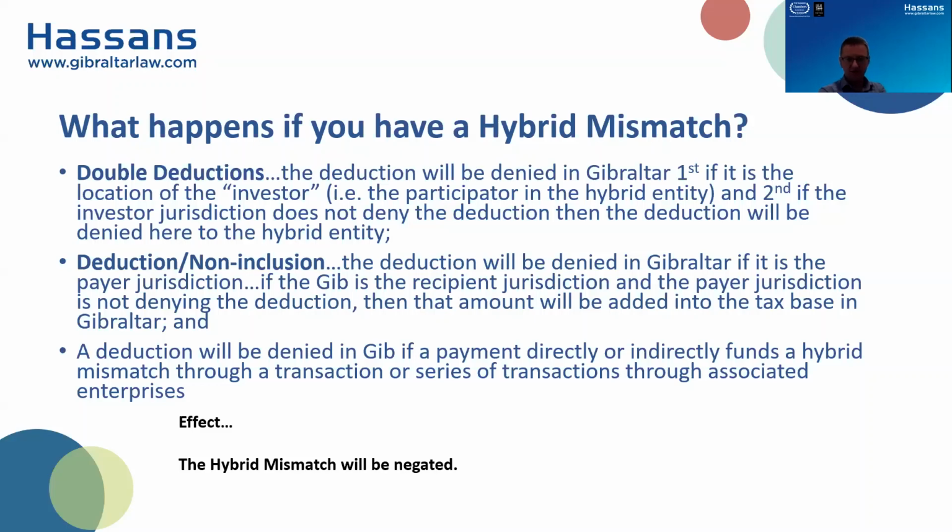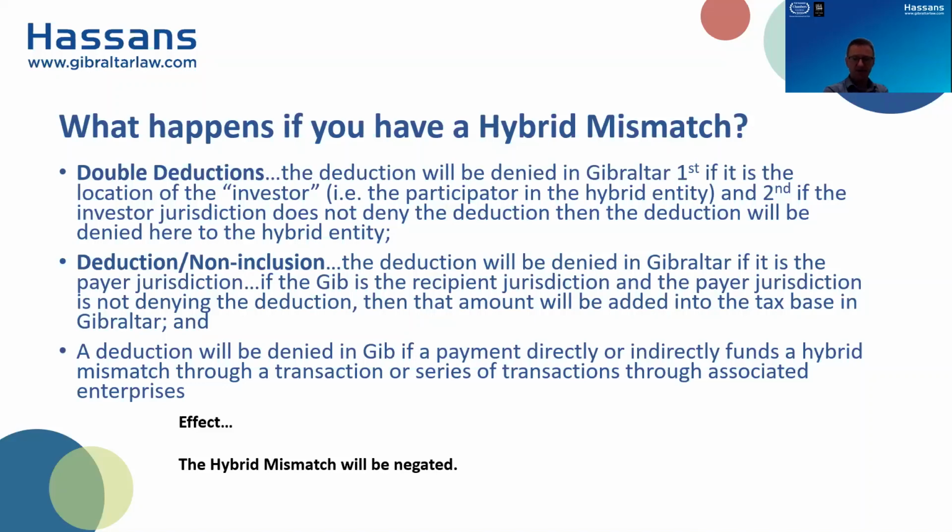Secondly, with the deduction non-inclusion, the deduction will primarily be denied in Gibraltar, if it is the payer jurisdiction. If Gibraltar is the recipient jurisdiction and the payer jurisdiction is not denying a deduction, then that amount will be added into the tax base of the entity in Gibraltar. So there you've got the primary and secondary rules in action. If Gibraltar is the payer, we will deny a deduction on the way out, and if the money is coming in, then we will look to the payer jurisdiction firstly to deny, and if the paying jurisdiction does not deny, then we will include.